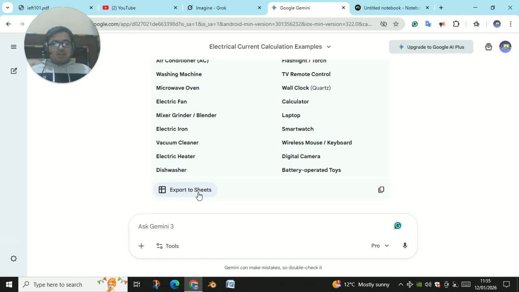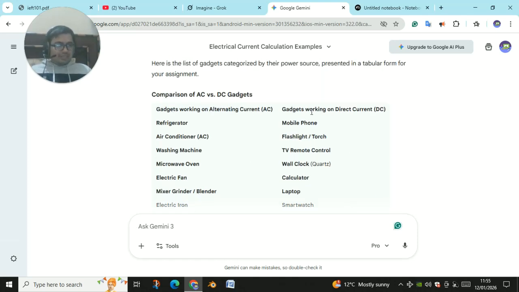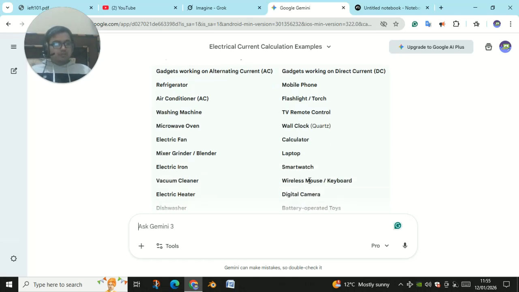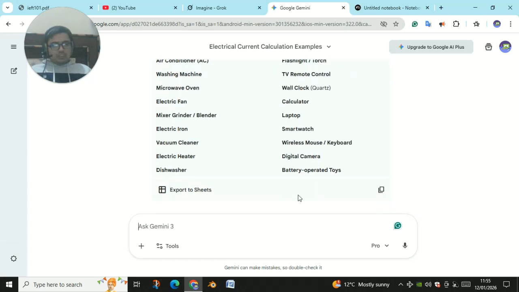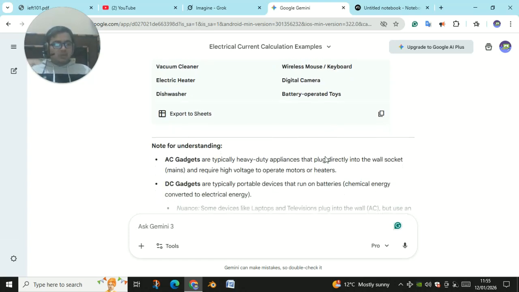These are all home appliances and gadgets working on direct current, DC: mobile phone, flashlight, TV remote control, wall clock, calculator, laptop, smartwatch, wireless mouse, keyboard, digital camera, battery operated toys. These also are home and office appliances, electronic appliances.